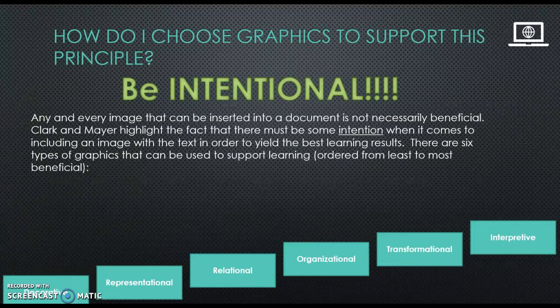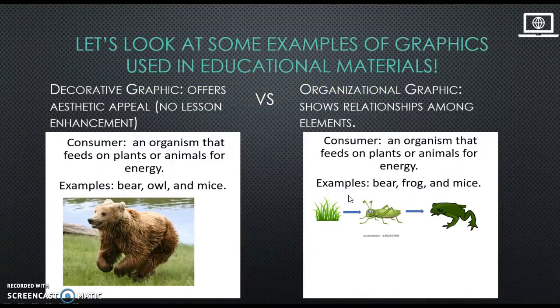So how do I choose graphics to support this principle? Keywords: be intentional. And what I mean by that is not every image that's included with text is beneficial. So as educators, we have to be very selective in what we're using. The text lists different types of graphics that are used in learning material. I've ordered them from least beneficial to interpretive being the most beneficial. So let's look at examples.